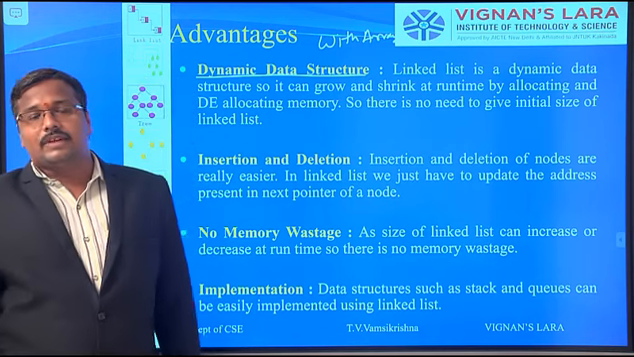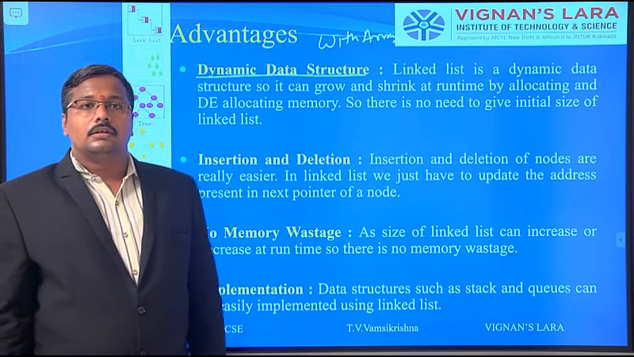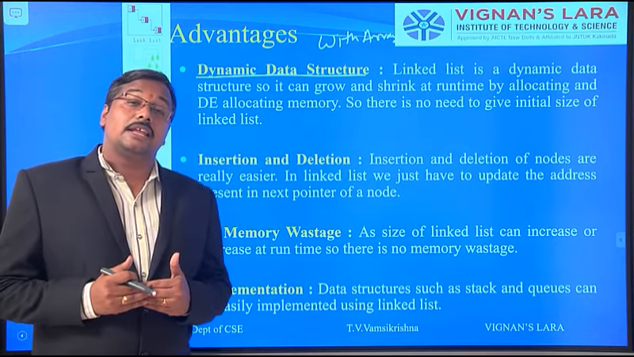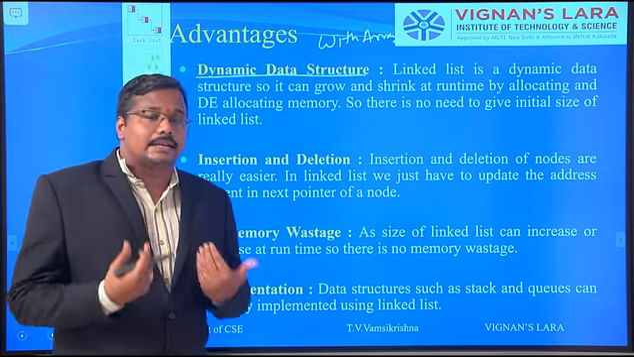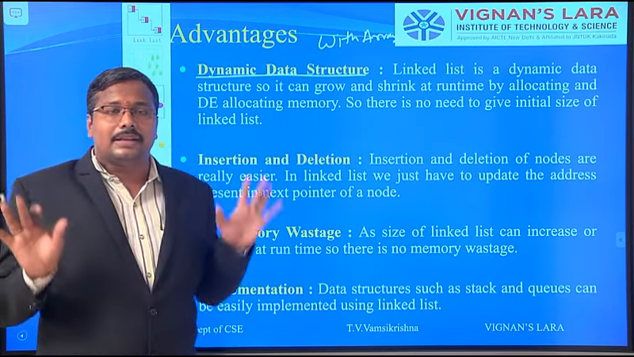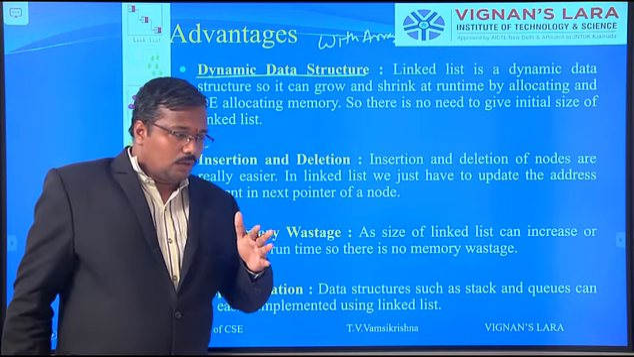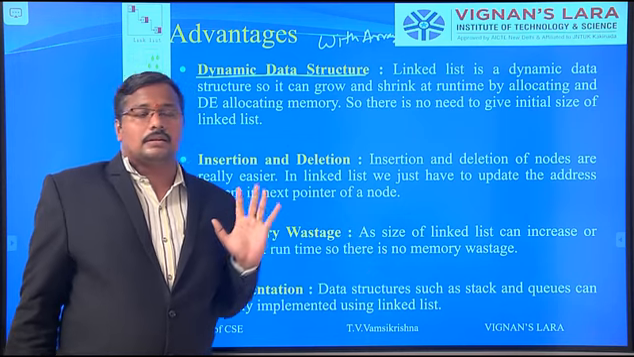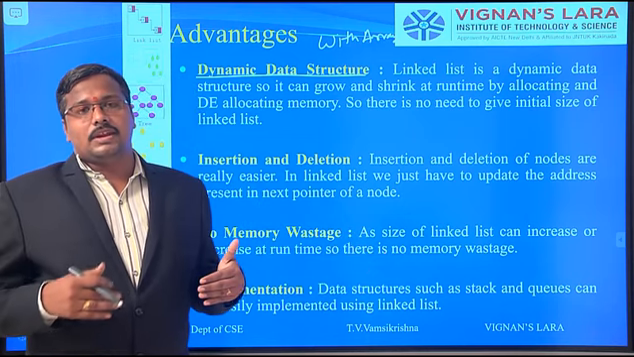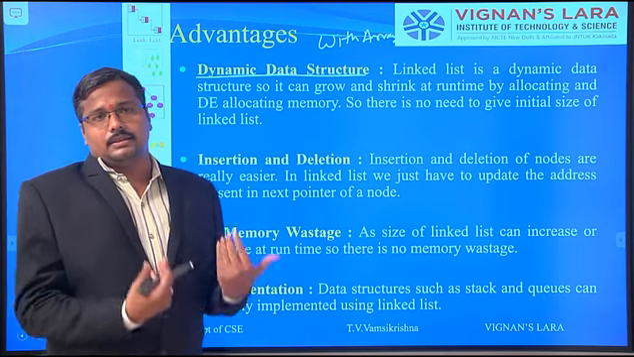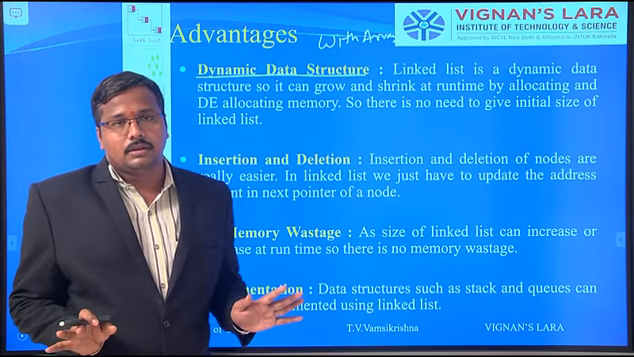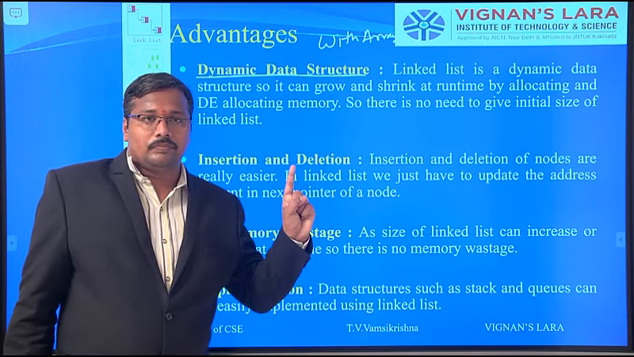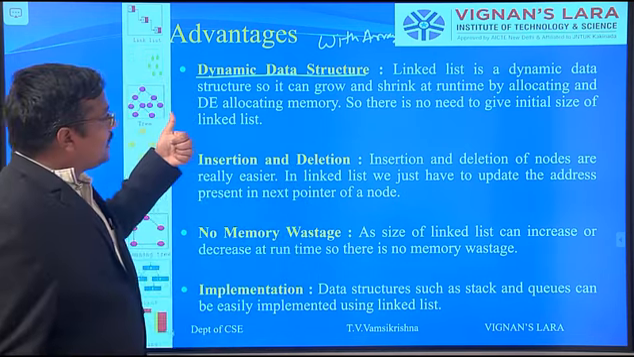What is the meaning of dynamic data structure? It means we can store as many elements as we want. There is no fixed limit in the linked list. Whenever you want to insert an element, simply create a node and add it to the single linked list. As many nodes as you want, you can insert. There is no particular limit. Since we create each node at runtime, it is called a dynamic data structure.